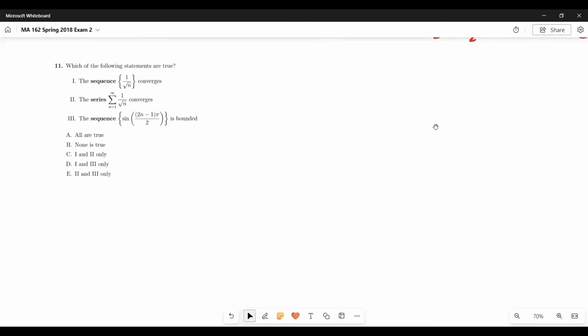Okay, so which of the following statements are true? Let's look at the first one. It's the sequence 1 over square root of n. If it's a sequence, it's the limit as n goes to infinity of 1 over square root of n. This is the same as 1 over infinity, so it equals 0. So it converges, yes, right?